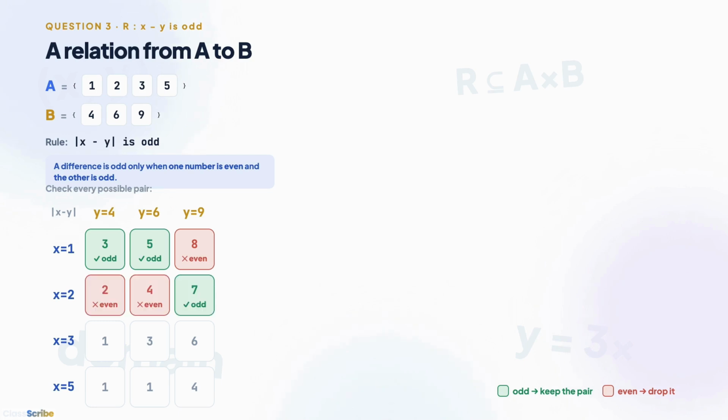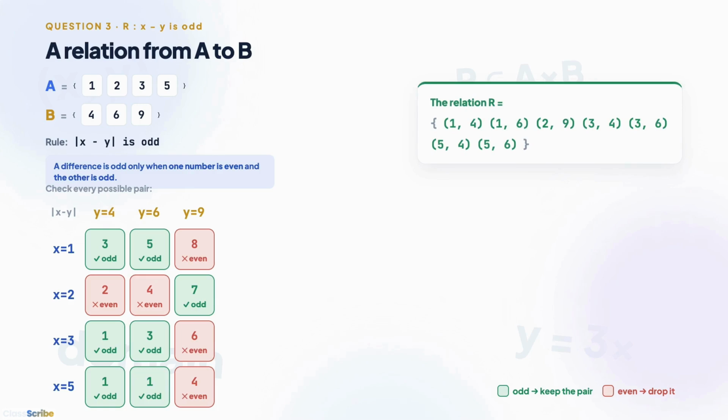The number 2 is even, so it forms a valid pair only with 9 because the difference is 7, which is odd. The number 3 forms valid pairs with 4 and 6, while the number 5 also forms valid pairs with 4 and 6. Therefore, the relation is {(1, 4), (1, 6), (2, 9), (3, 4), (3, 6), (5, 4), (5, 6)}.